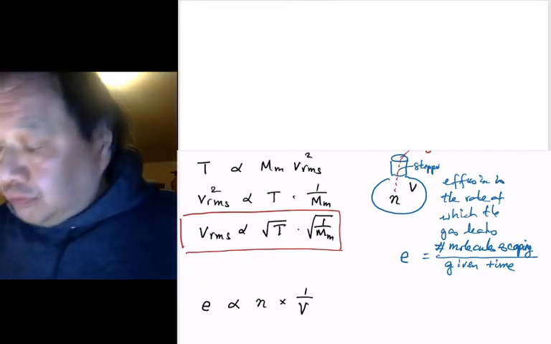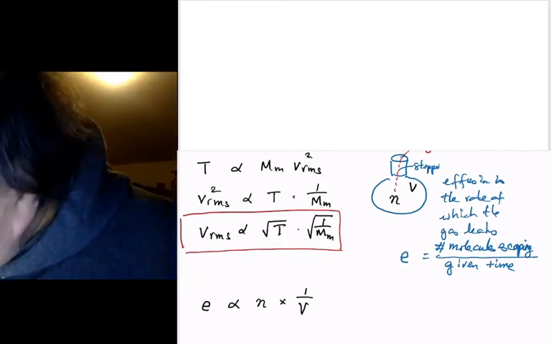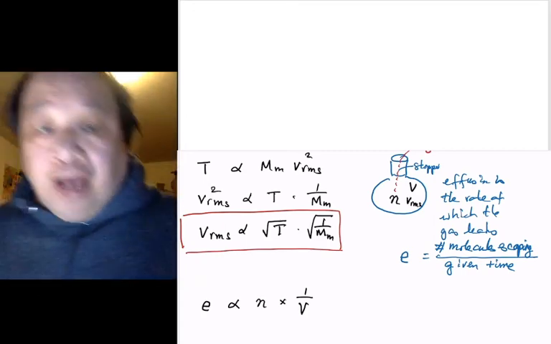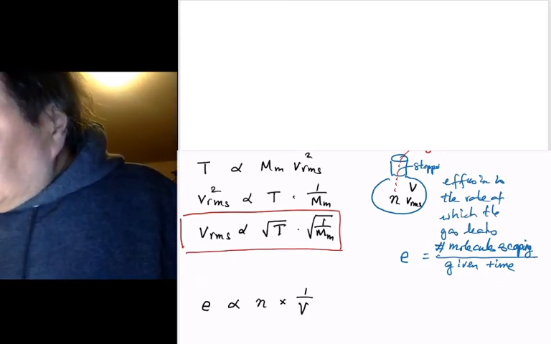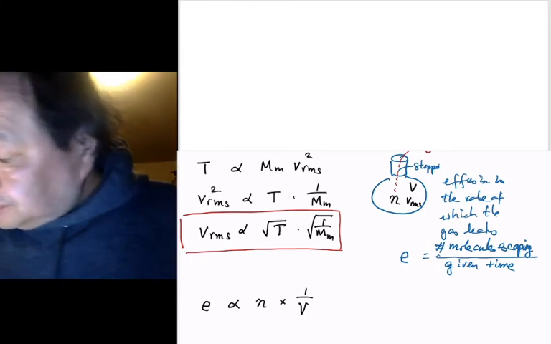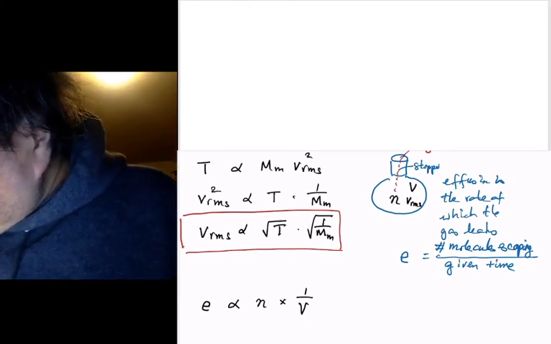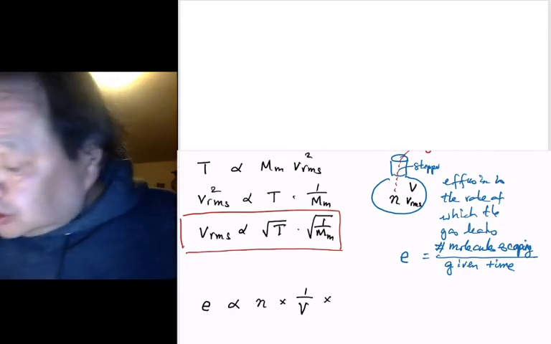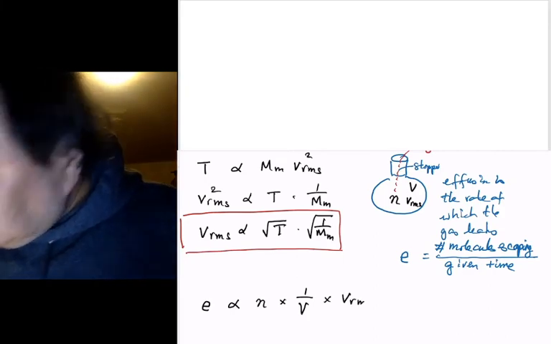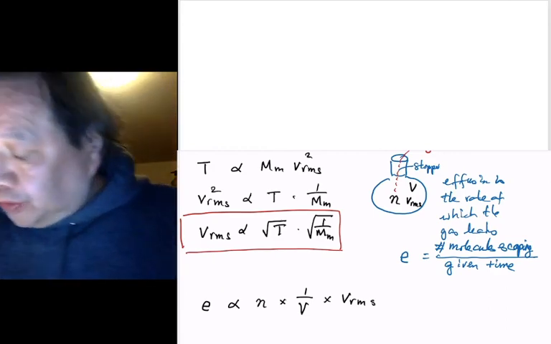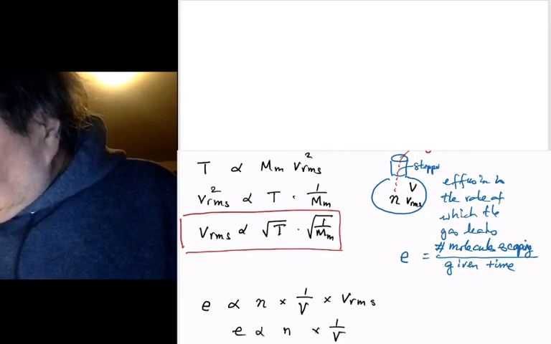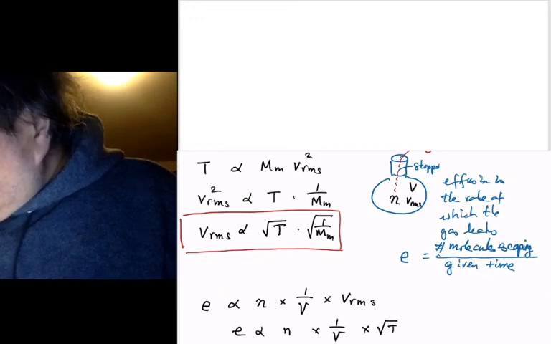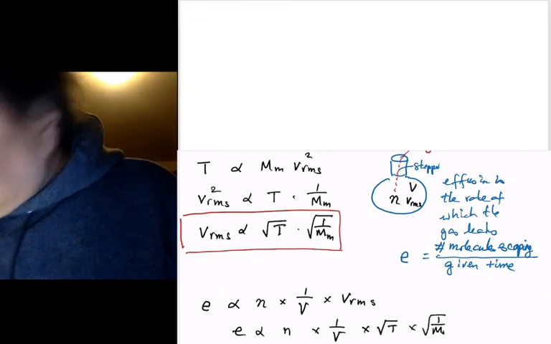The factor I think that is the easiest to think of is VRMS, how fast the molecules are moving, which of course contains the effect of the temperature. So, if they're moving twice as fast, how many times faster do they escape? And the answer is twice as fast, so it's proportional to VRMS. And now we can use the relationship that I have in red and boxed in red above. E is proportional to N times 1 over V times the square root of T times 1 over the square root of the molecular mass.